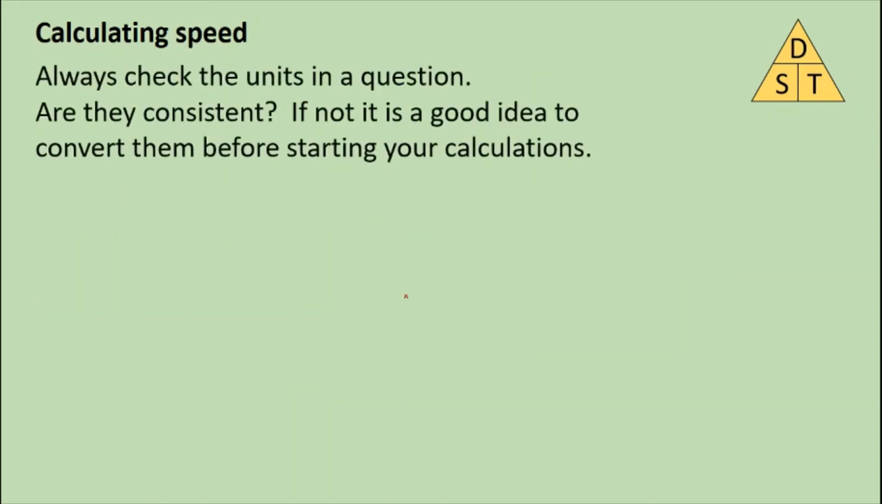What we need to make sure if we're using this formula is that our units are consistent. So whenever you get a speed, distance, time question, start by checking all of the units. If they're not consistent, convert them before doing any further calculations. It's much easier to do that than it is to convert them after you've started multiplying or dividing.